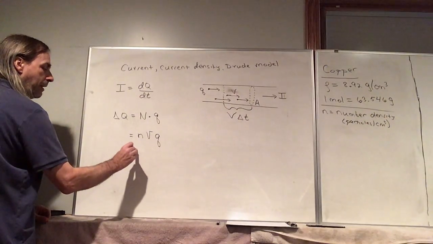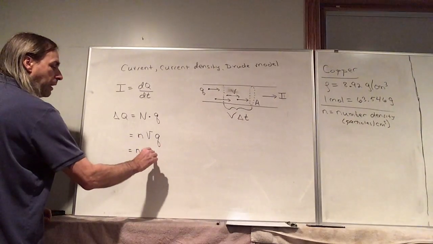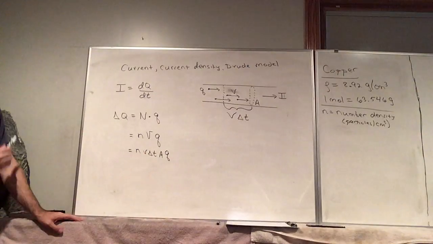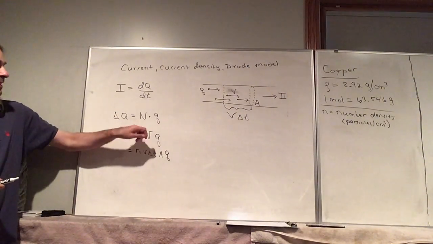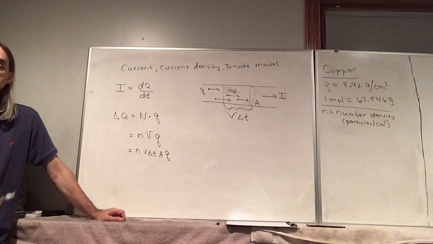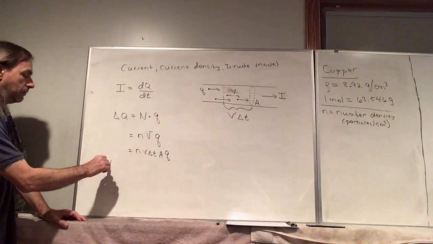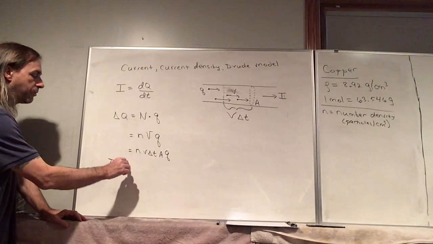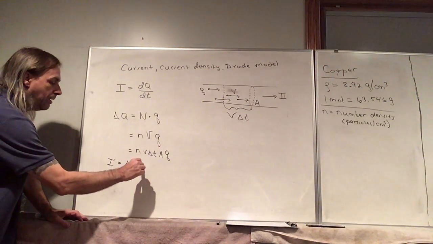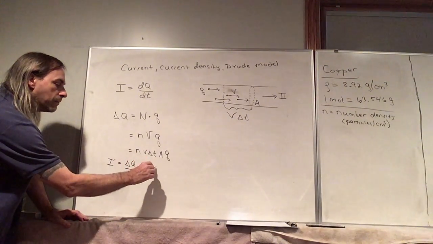So this would be N V delta t A times Q. And again, this capital V is for volume, and the lowercase v is the velocity that those charges are moving. And then the current is delta Q over delta t. So we just divide this by delta t, and we get N, I'm going to write it this way.